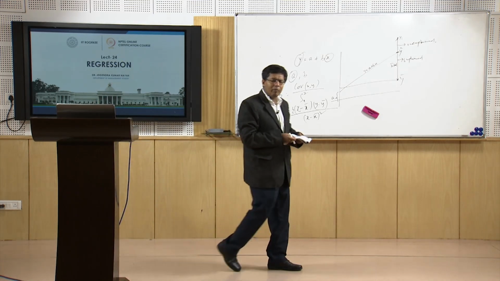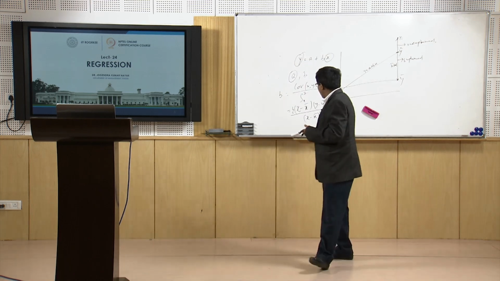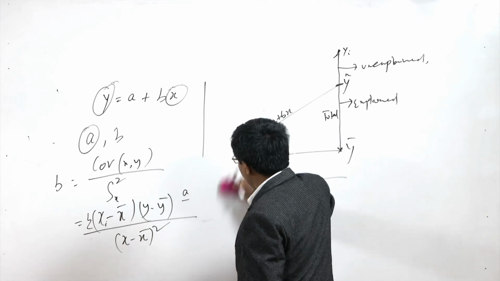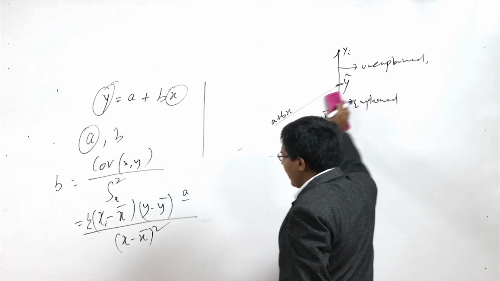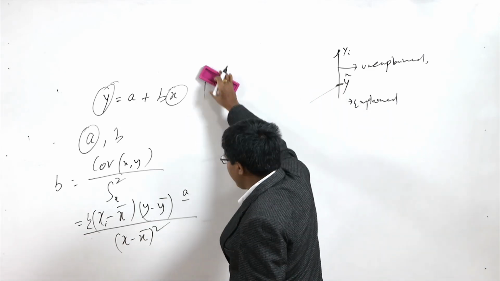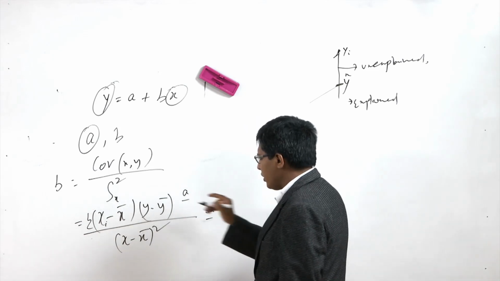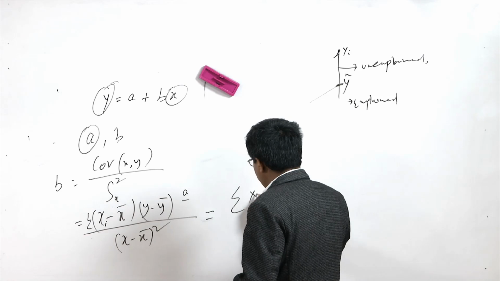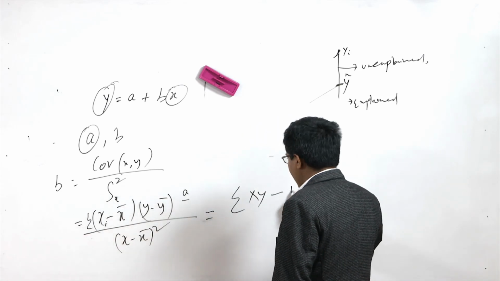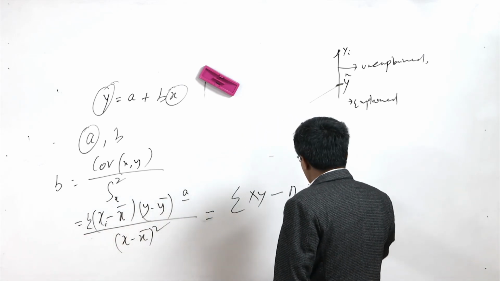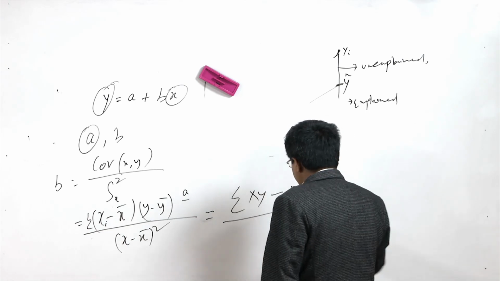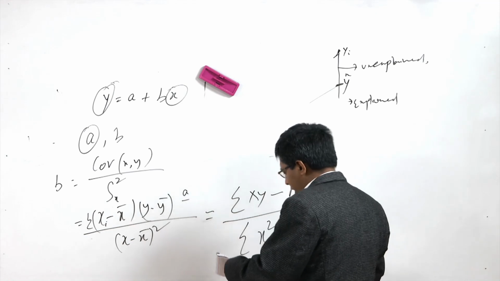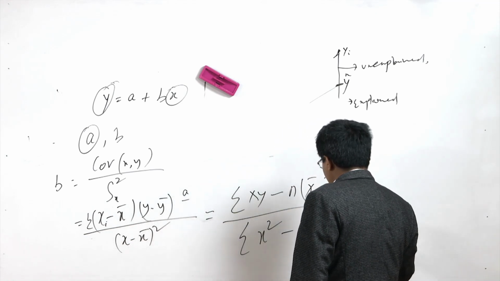If I have got my slope, then I can calculate my A. You can also write this formula in another way, because in books you will find it many a time like this: summation of xy minus n x bar y bar, divided by summation of x square minus n x bar square.